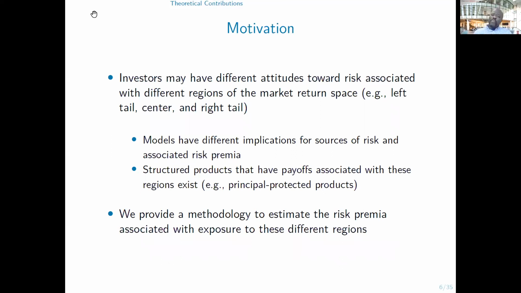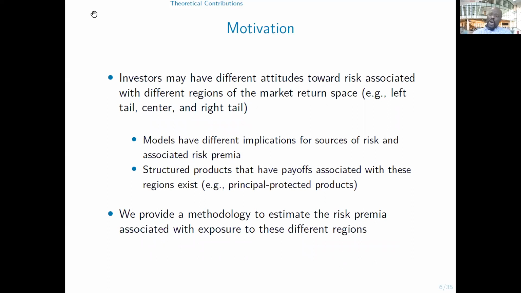Our contribution is not just important for evaluating asset pricing models. Think about this: I'm not an expert, but in the whole market there are structural products, for example in the retail market, that have payoffs associated with the regions that we defined here. These products exist because investors care about exposures to various regions of the market return.